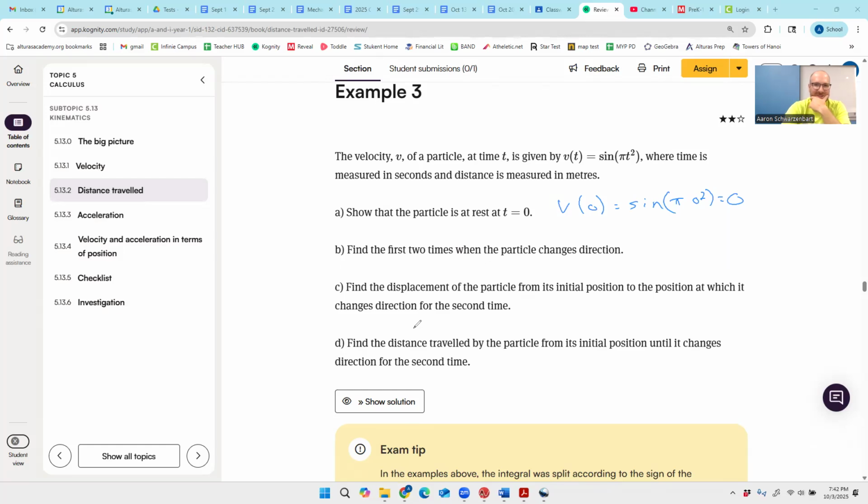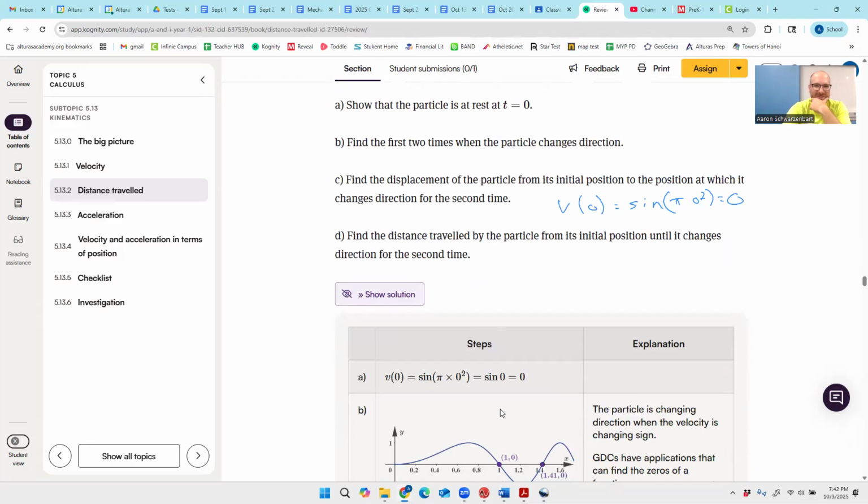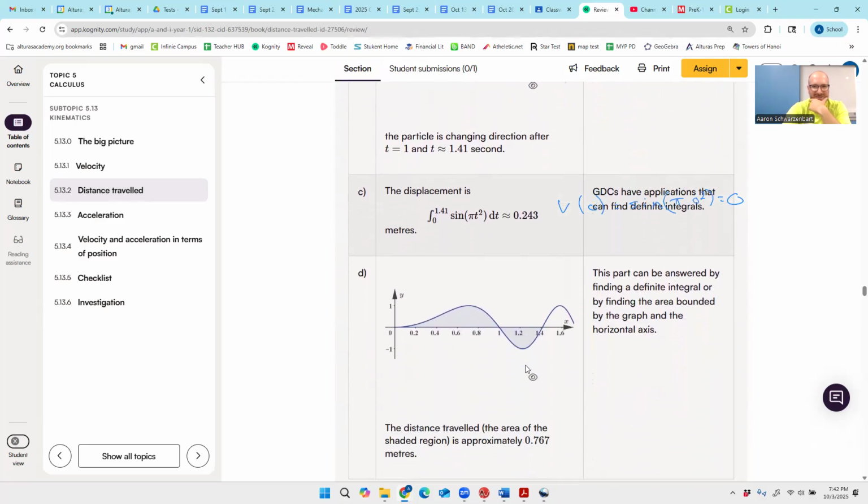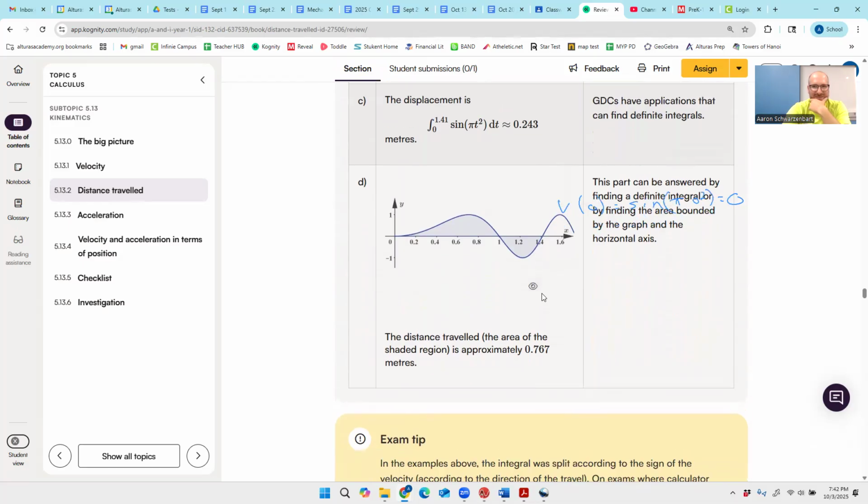Okay, I'm going to graph it again. Find the displacement of the particle from its initial position at which it changes directions for the second time. Find the distance traveled when it does this for the second time. Okay, we're effectively doing the same thing. Did they show it using the calculator? Yeah, now they showed it with graphing and using the calculator. Distance traveled.